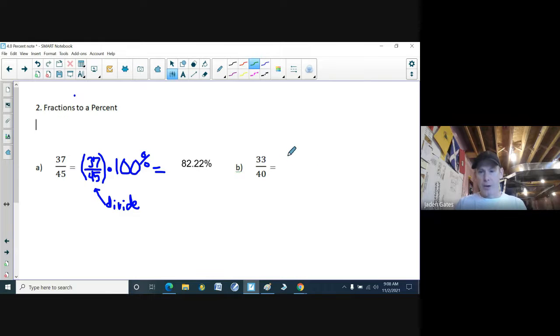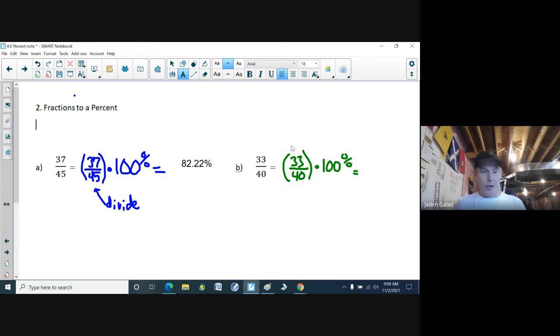again, what I would do is take 33 divided by 40 and then multiply it by 100%. In this case, I take my 33 divided by 40 and I get 0.825. Then I times it by 100% and I get 82.5%. And so it looks like it's close, but B was actually done better. 33 out of 40 is better than 37 out of 45. Not by much, but it is better.